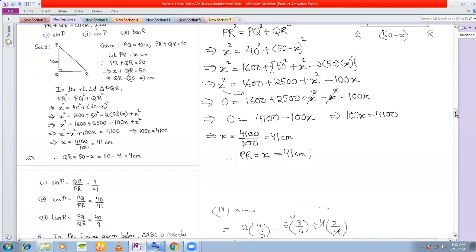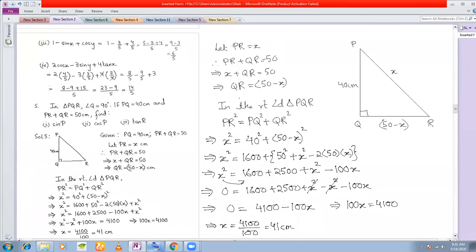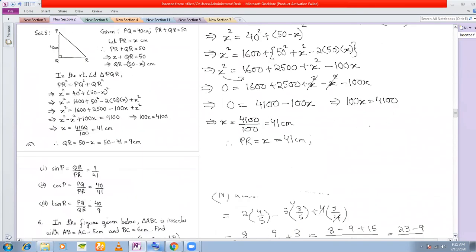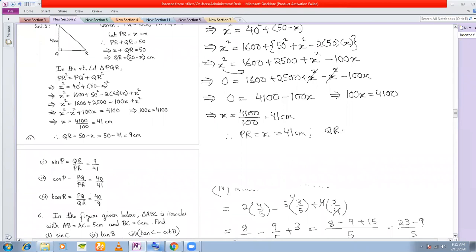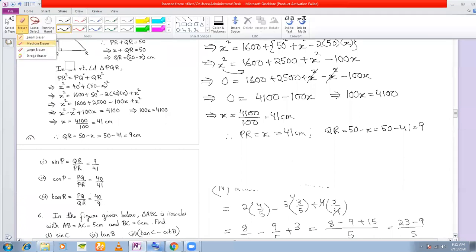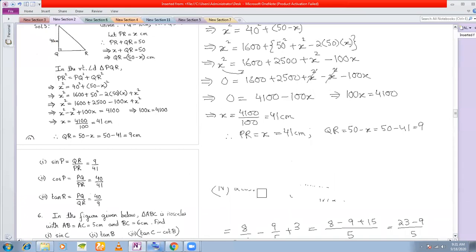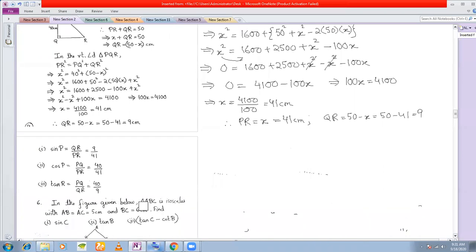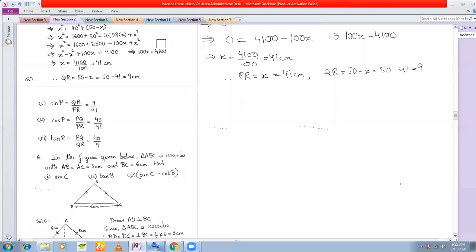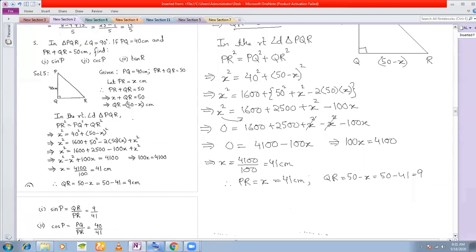And what is the length of QR? QR is equal to 50 minus x, which is equal to 50 minus 41, which is 9. Okay, so we have got the lengths of the two sides of the right angled triangle. Now we move on to the question.